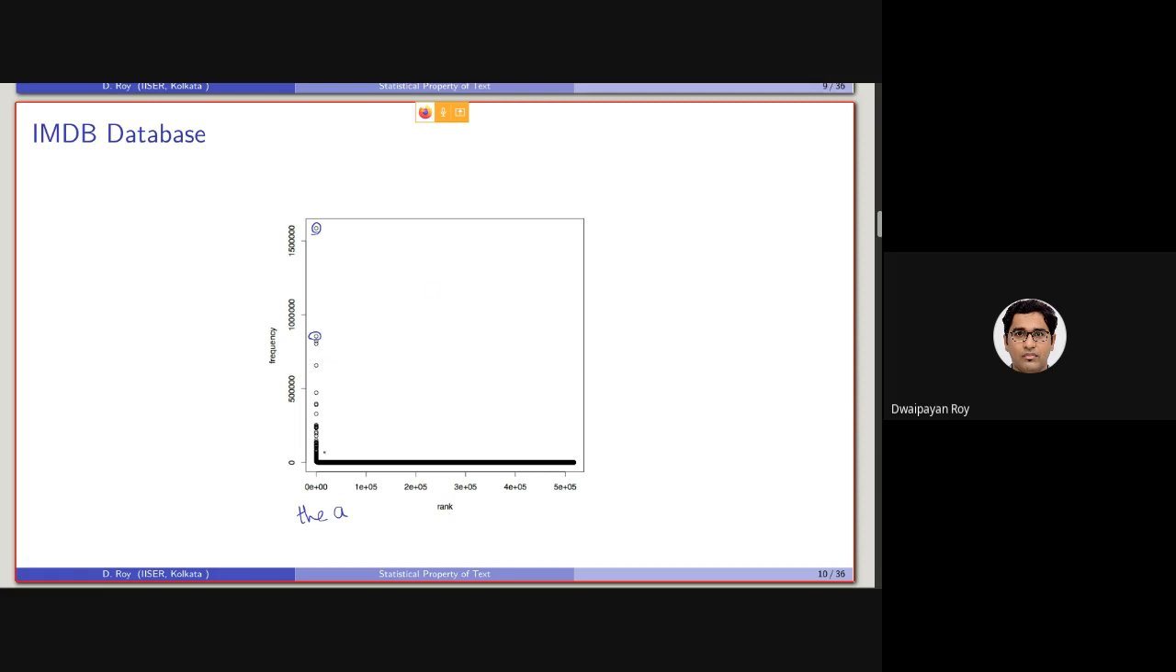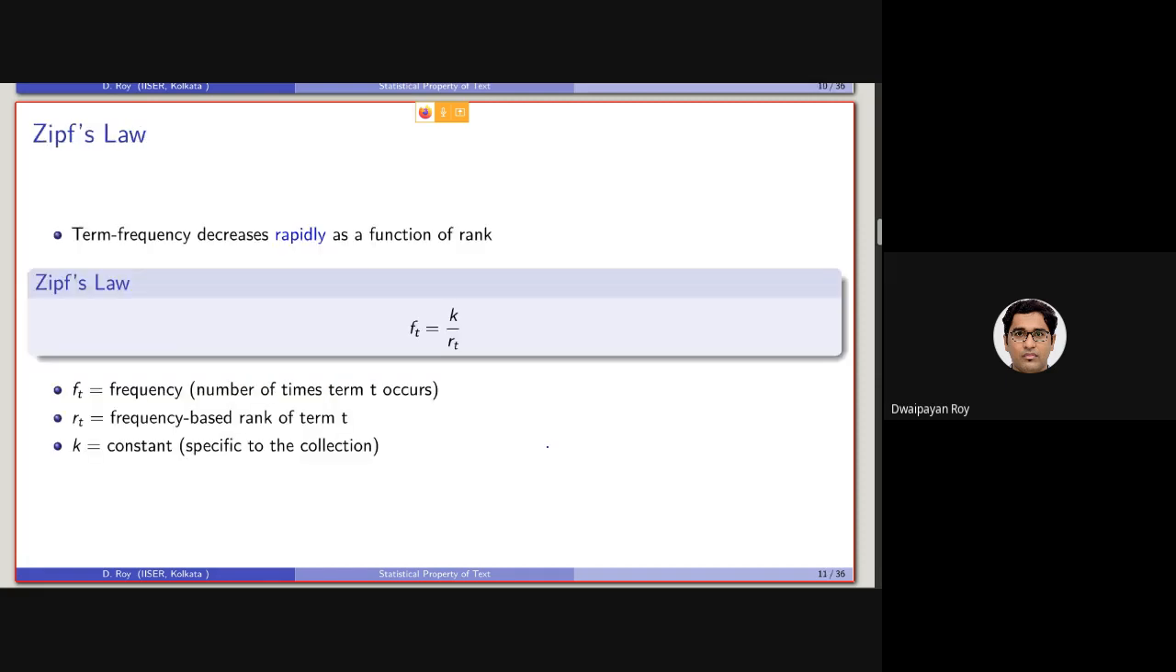So basically, from this plot, we can observe that some terms are very frequent, right? And at the bottom, some terms are very rare. This is a phenomenon which is true for all types of data, all genres and all modalities of data sets. Considering this, a researcher named Zipf proposed a law. So the law is, if we rank all the terms in a collection based on the frequency of that term, then the term frequency decreases rapidly as a function of the rank of the term.